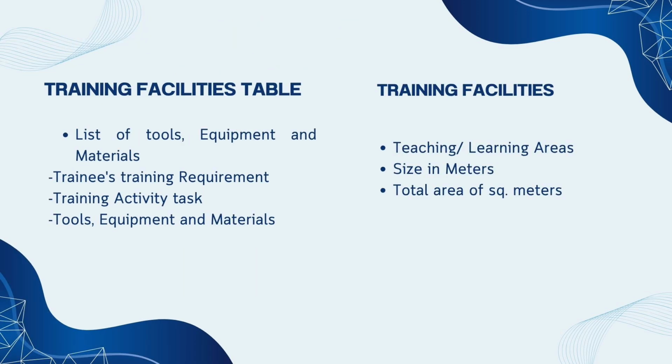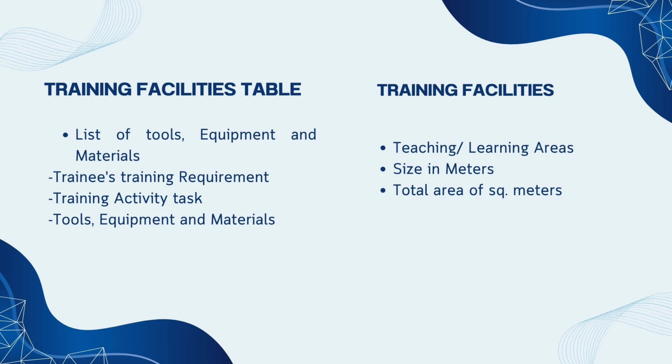So let's come now to the next, which is the training facilities table. In this part, I include the list of tools, equipment, and materials required in every workstation for Housekeeping NC II. For example, I chose respondent 9 because this respondent has the most number of identified training gaps or needs to be trained. I also include the trainee's training requirements, the training activity task, and the tools, equipment, and materials. Next, let's focus on training facilities.